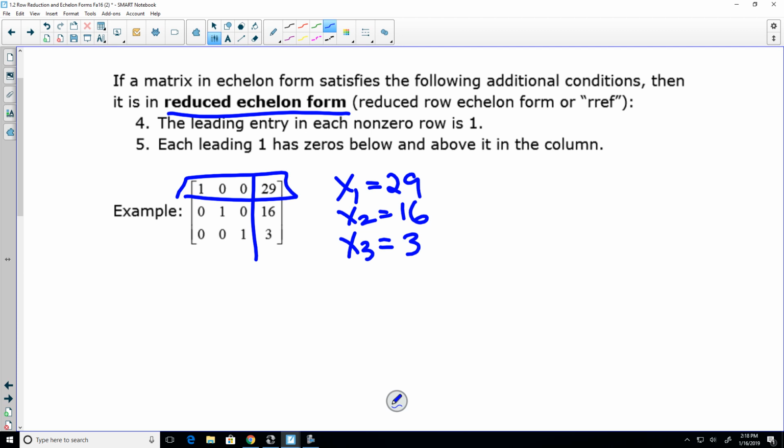So you have to get this lower triangle of zeros and this upper triangle of zeros as well. And you can write the answer to it as the last vector. Yeah, we're going to write it a lot of different ways, but that's one way to write it. Another way would be as an ordered triple.